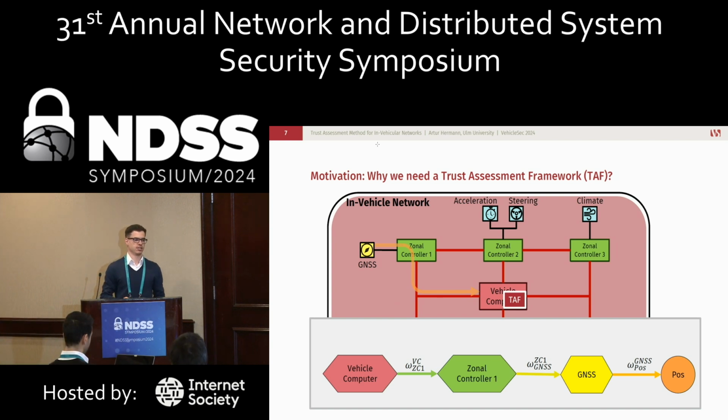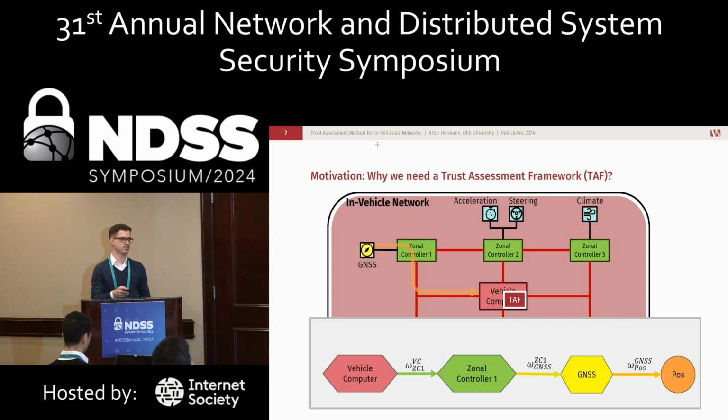As we are using subjective logic in our TAF, these trust dependencies, which are here these omegas you see between these nodes, are subjective logic trust opinions. So they have a belief, disbelief, and uncertainty value. For example, this omega between the vehicle computer and the zonal controller would represent how much the vehicle computer trusts the zonal controller, that the zonal controller is not compromising the position data.